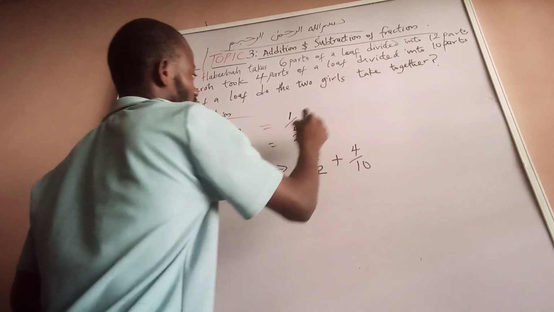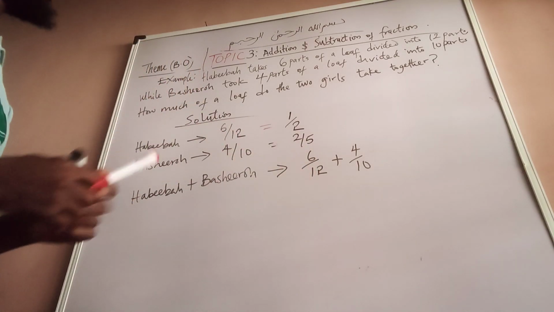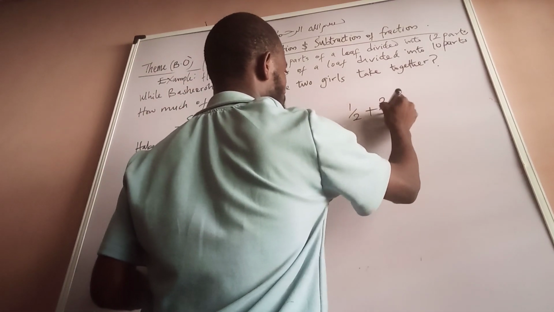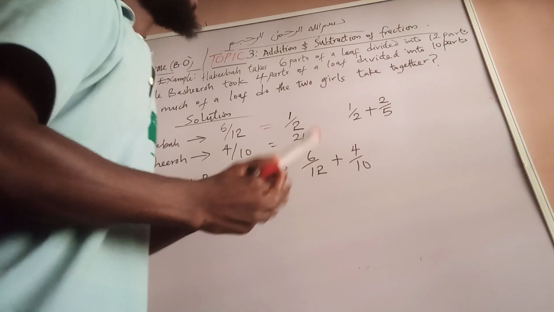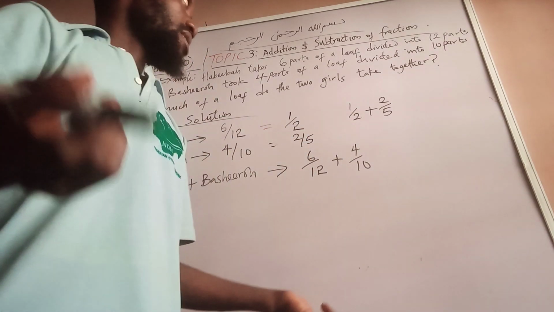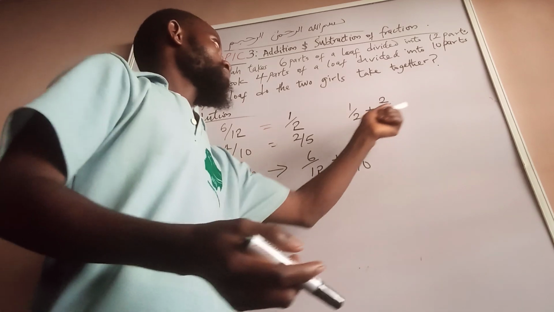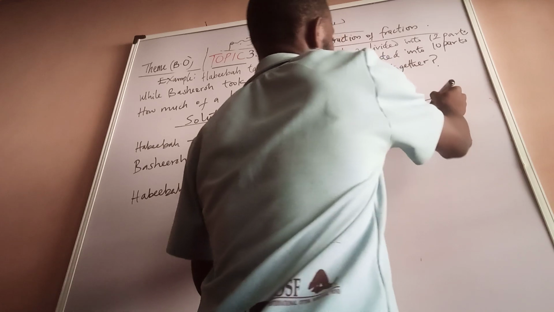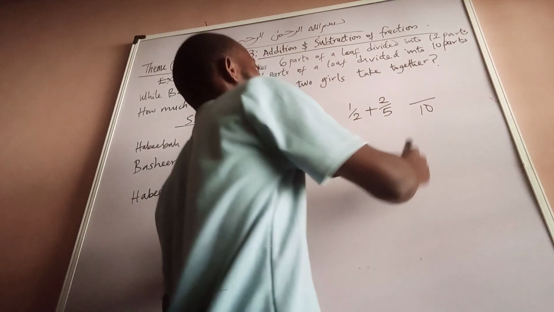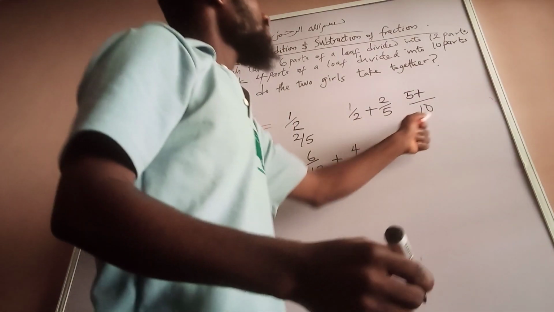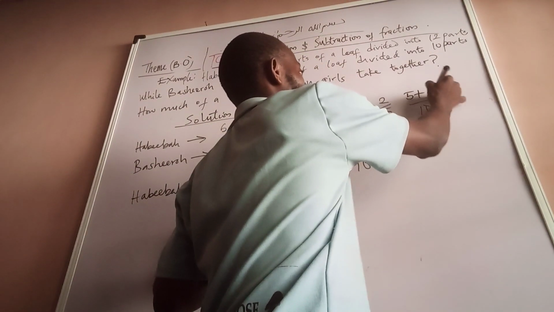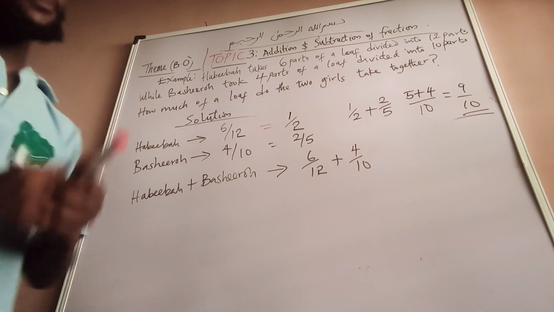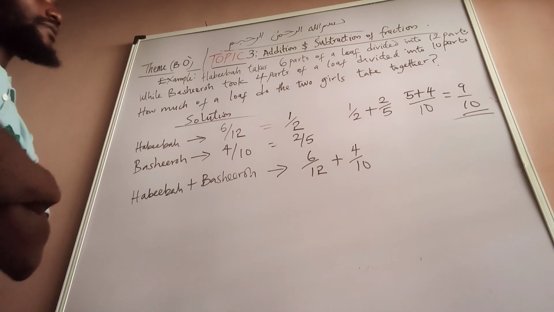Is that not so? And if we now want to add 1 over 2 plus 2 over 5, our LCM of 2 and 5 is what? 10, because 2 can go into 10 and 5 can also go into 10. Now 2 goes into 10, 5 times 1, 5, plus 5 goes into 10, 2 times 2, 4, which is equal to 9 over 10. Can you see? We still arrive at the same answer.